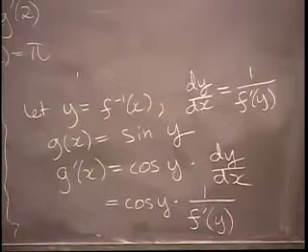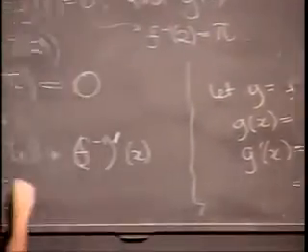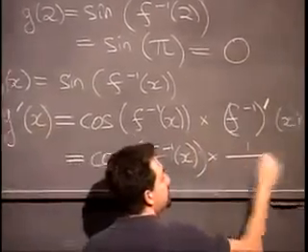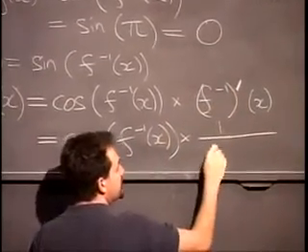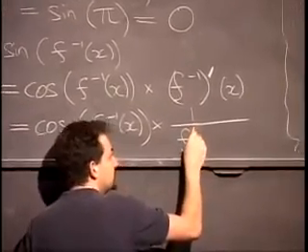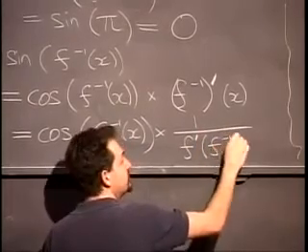Actually, if you come over here and follow what I was about to do, we can use the other formula that I wrote up before for the derivative of the inverse as 1 over f prime evaluated at f inverse of x.